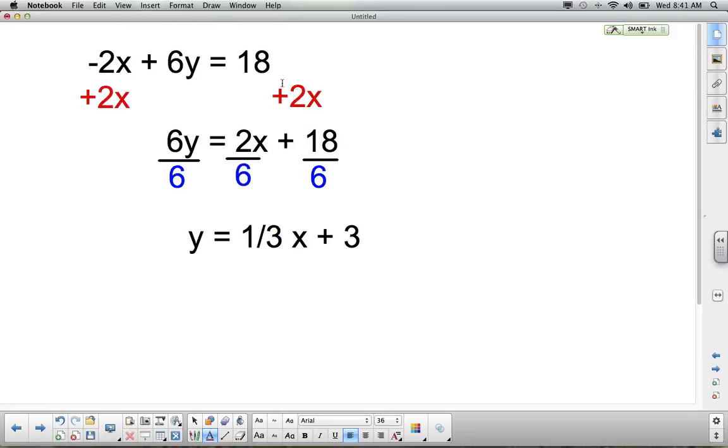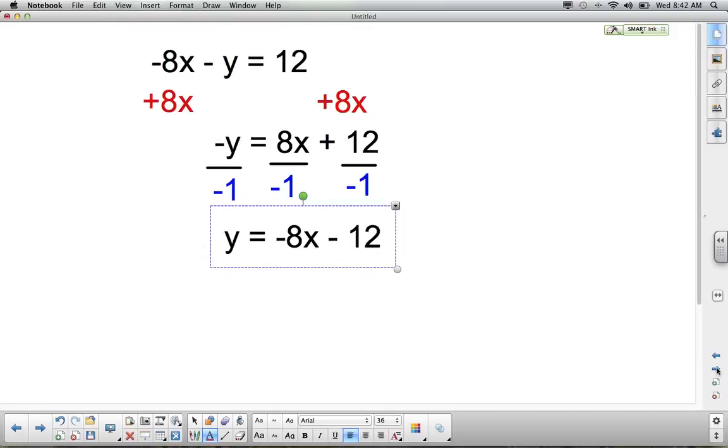Again, that 2x is not like 18. We put the x term first, so it fits the y equals mx plus b form. And then we go ahead and divide by the 6 all the way. Every term gets divided. So then we end up with y equals 1/3 x plus 3. 2 over 6 reduces to the fraction 1/3. 18 divided by 6 is 3.